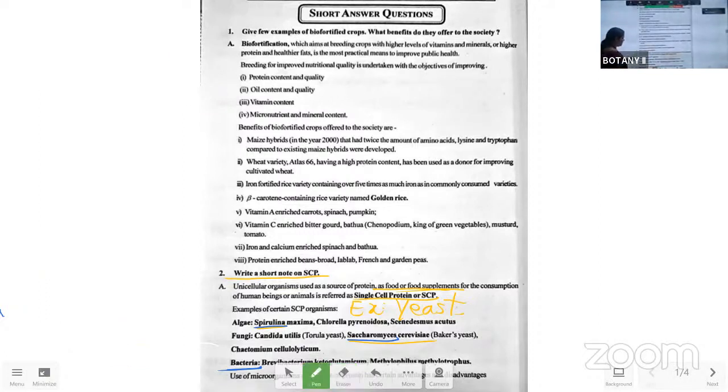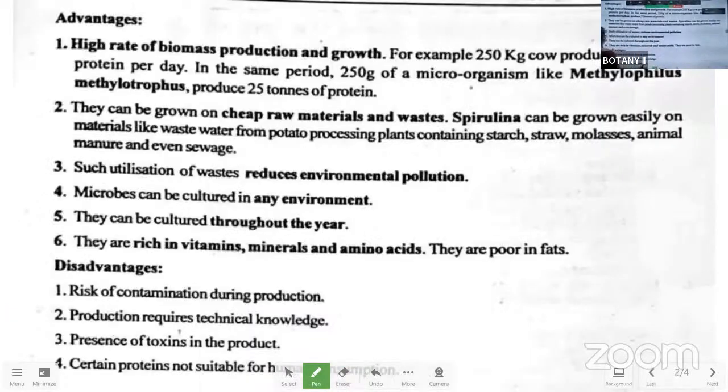So here what we are saying is the advantages and the disadvantages of the SCP culture. So in this, what are the advantages? Advantages means uses of the SCP. When we are taking out the proteins from these organisms, we can make them for the consumption of human beings who are lacking in proteins in their normal food material. For them only, we will take out these proteins first of all.